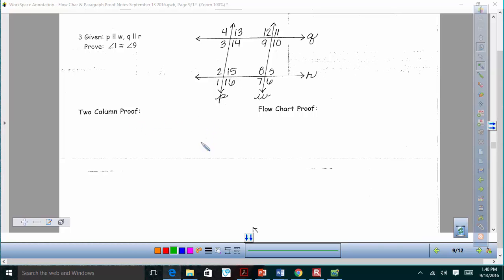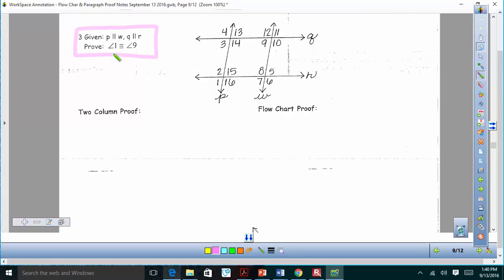So on number 3, the very first thing that I want to look at is my given, because that's going to help me prove. Okay? So it tells me that P is parallel to W and Q is parallel to R. Okay? So do y'all remember what that means when everything's parallel? Ryan?